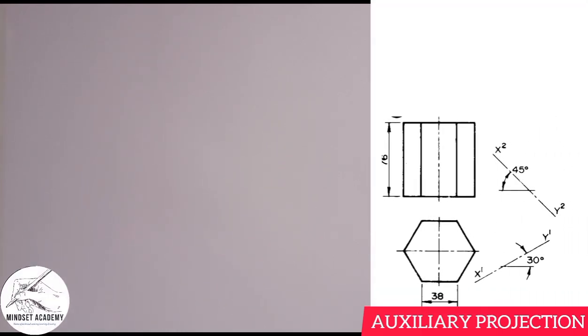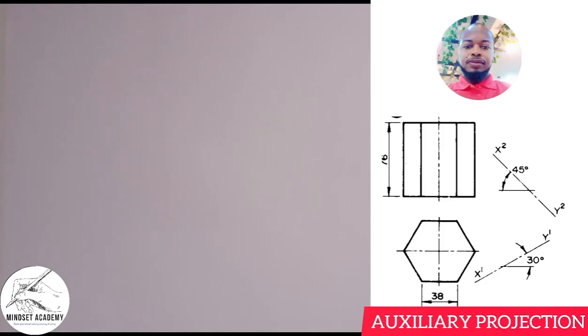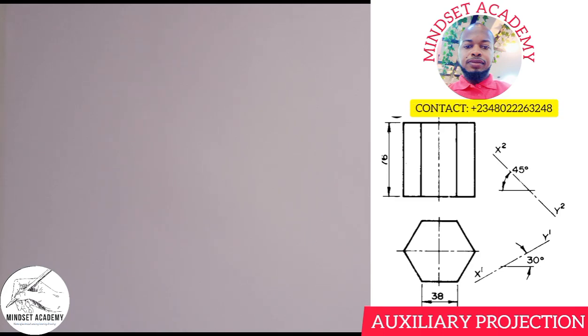Draw the auxiliary views of the figure that is displayed at the right hand side of the screen. The first thing you have to do when you see a question like this is to reproduce the views displayed, and it is in first angle projection because this is the elevation and this is the plan. So I'll first of all start with that.